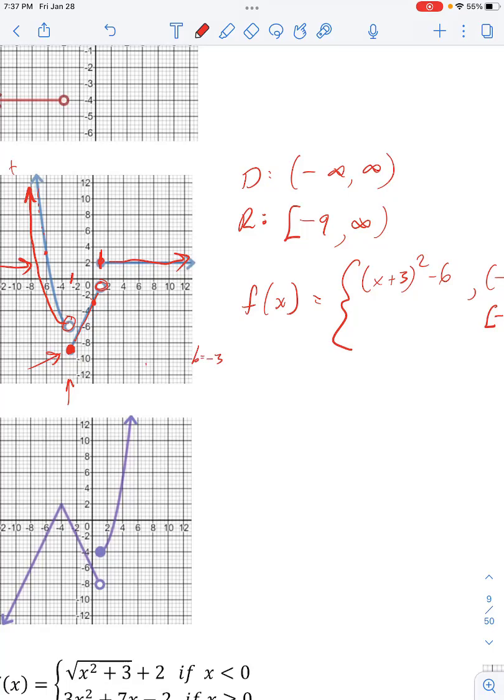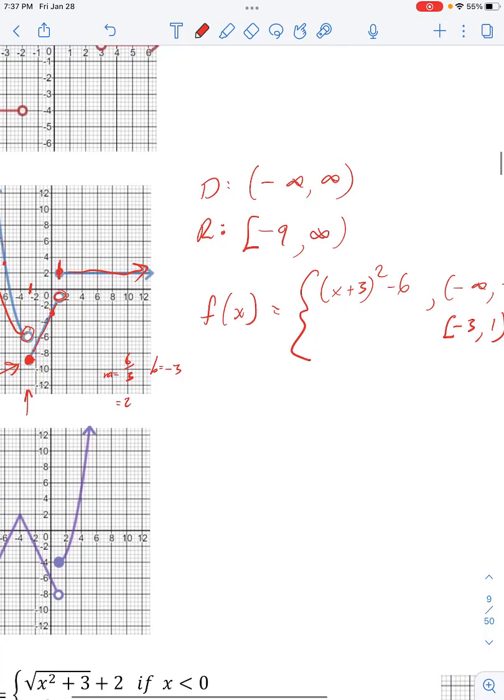And our m is our rise over run. So we go up, let's see, from negative 9 to negative 3, we go up 6. So our m is 6 over going over x from negative 3 to 0. So that's plus 3. So our m is 2. So then our equation for that line is 2x minus 3.